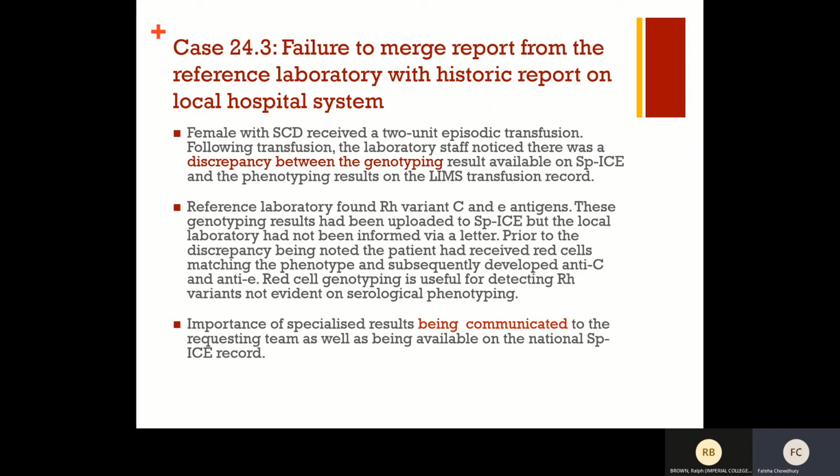And prior to the discrepancy being noted, the patient had received red cells matching the phenotype and subsequently developed anti-big C and anti-little E. And so here, this case demonstrates the importance of specialised results being communicated to the requesting team as well as being available on the SPICE system.